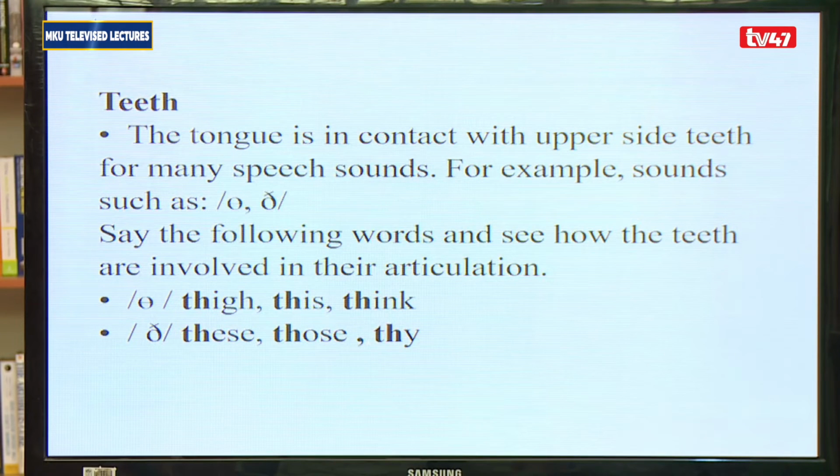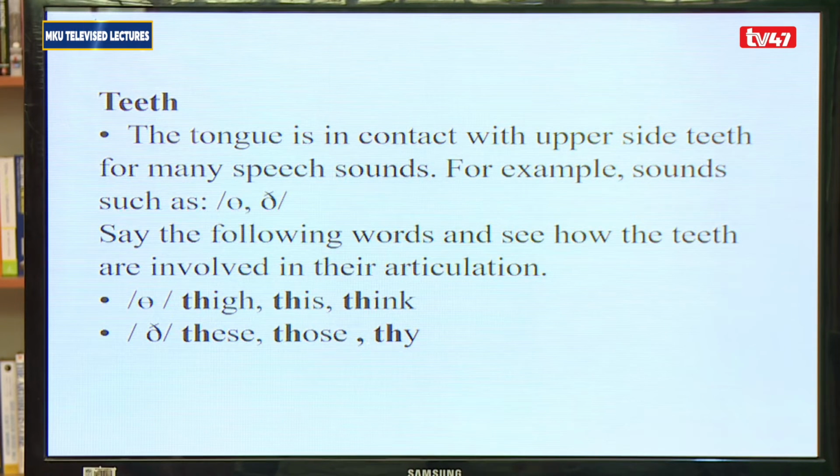Then another organ of speech is the teeth. Did you know that your teeth are involved in the production of sounds? Yes, they are. They are not just used for eating. They are also used in sound production. Now, we find that when articulating certain speech sounds, the tongue comes into contact with the upper side teeth.